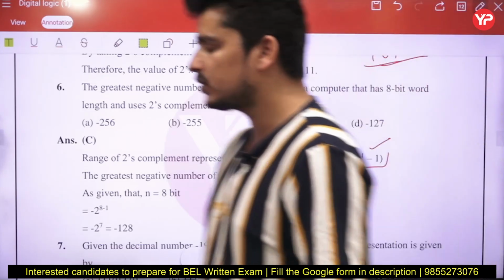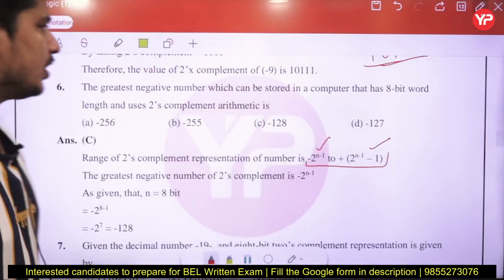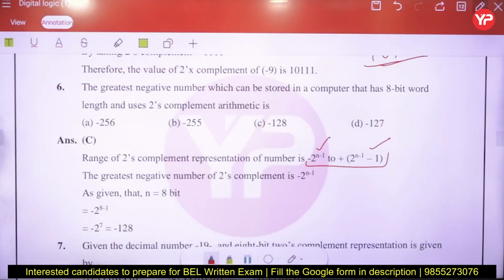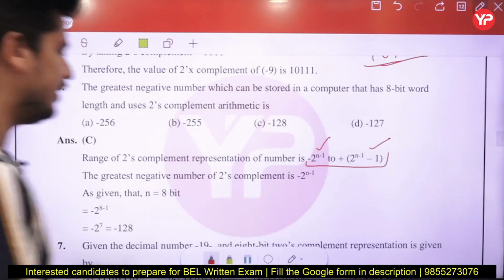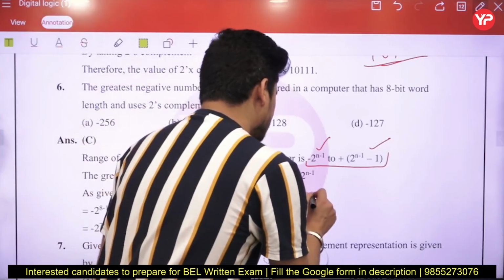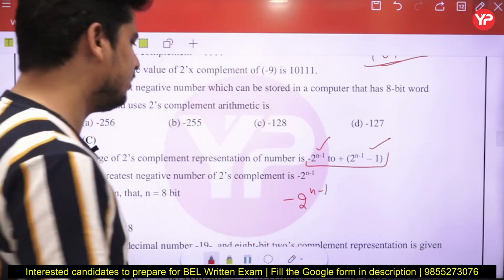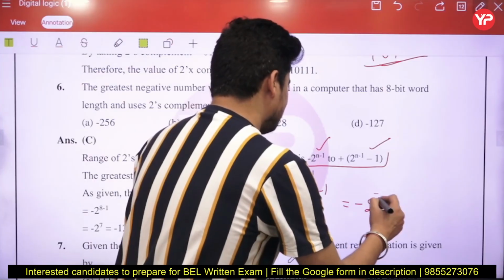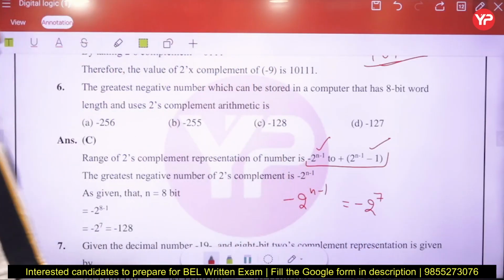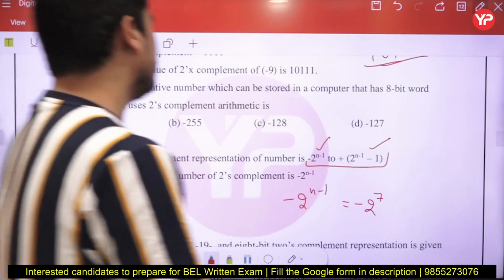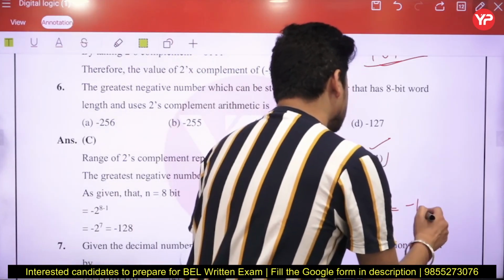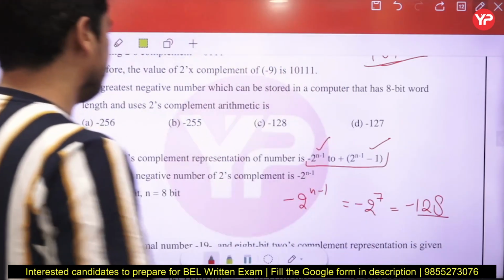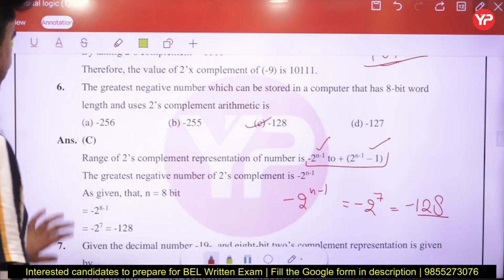These are the range of numbers, right? Whenever you go for 2's complement representation, he is asking what is the greatest negative number? So the negative number is minus 2 raised to power n minus 1, and in place of n you can replace 8. So minus 2 raised to power 7. 2 raised to power 7 is 128. So it's going to be minus 128, negative number. Answer will be C.